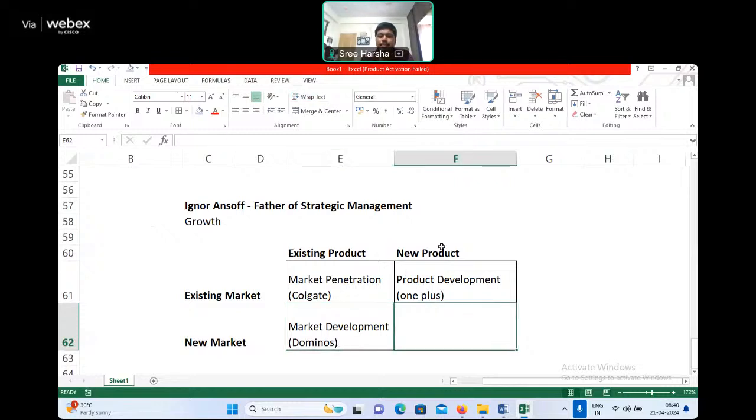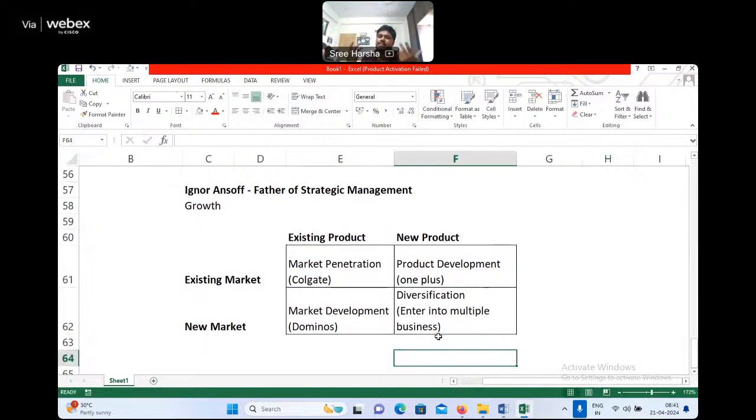When you don't have an existing product and you don't have an existing market, then it is called diversification. So Ansoff says, just enter into multiple businesses. One of them will click. Because you don't have an existing product, you don't have an existing market. Nothing is there with you, starting afresh. Try 3 or 4 things. You will be able to click in 1 or 2. That is what is referred to as diversification.